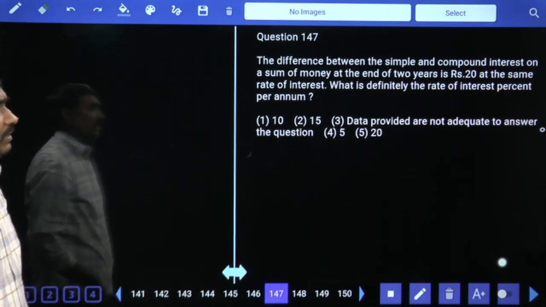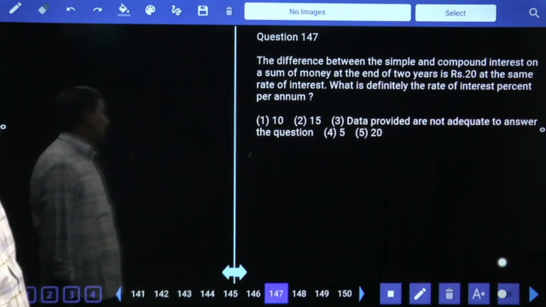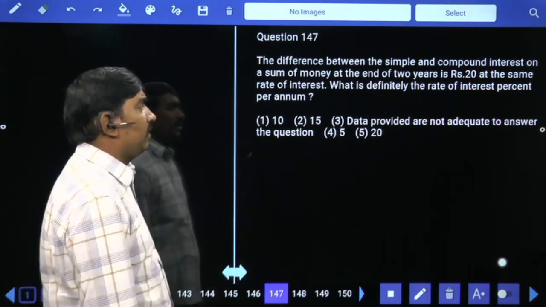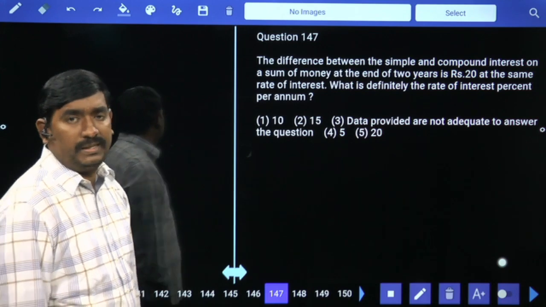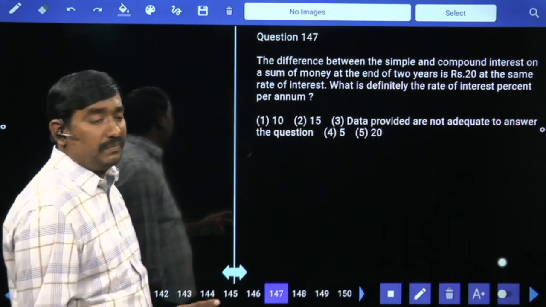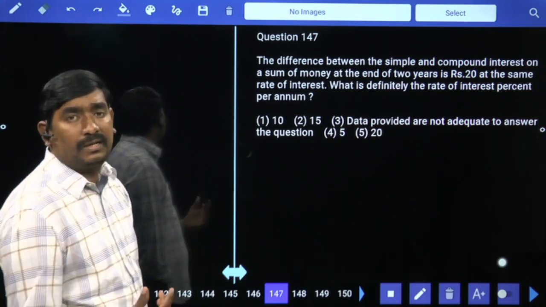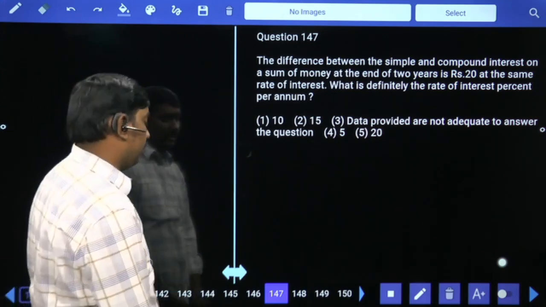The difference between the simple and compound interest on a sum of money at the end of 2 years is 20 rupees at the same rate of interest. What is definitely the rate of interest? Only the difference is given. I don't know what the principal is. Without knowing the principal, we can't say what the rate of interest is. Answer is data inadequate.